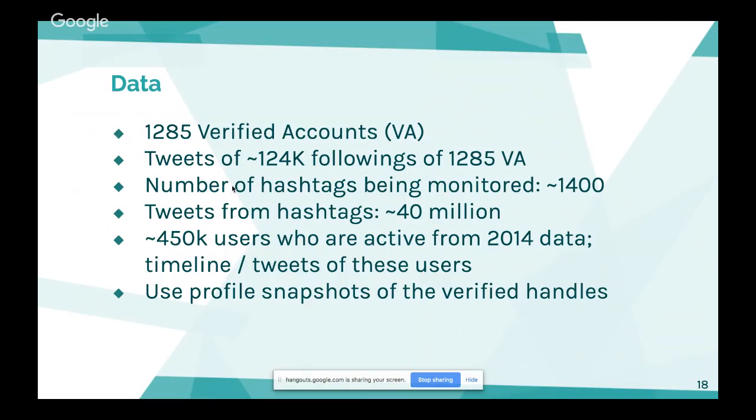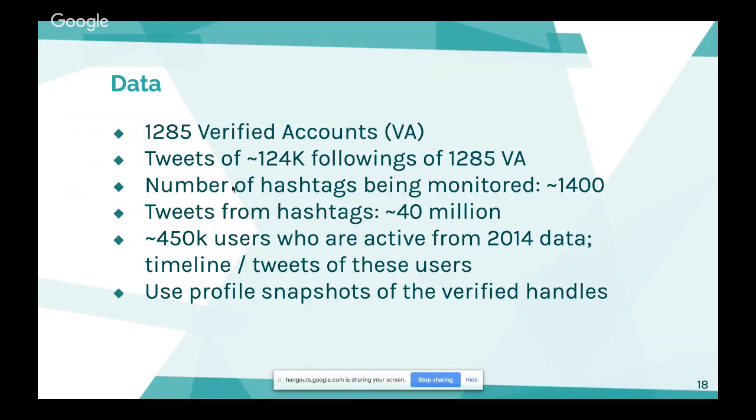So there are different types of data that we're collecting. The first data is 1285 verified accounts. Basically we looked at all the political handles that are discussing and posting about elections this time, and we found 1285 verified handles. We take the followings of these 1285 verified accounts and collect all the tweets of those handles. The more official hashtag for this election is hashtag Lok Sabha elections 2019. Similarly, there are about 1400 hashtags that we have collated over a period of time. We take those and collect the tweets from these hashtags.